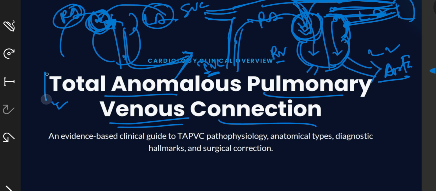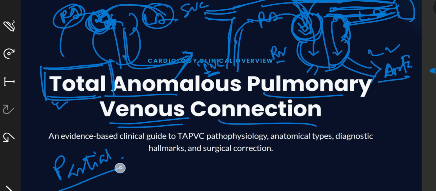So in total anomalous pulmonary venous connection, all the four veins are drained into the right atrium. There is one other entity, partial anomalous pulmonary venous connection, in which instead of four veins, either three, two or one vein drains into the right atrium, and the rest into the left atrium. Suppose two veins enter the left atrium and two veins enter the right atrium, or suppose three veins enter the right atrium and one vein enters the left atrium. So this is called partial anomalous pulmonary venous connection.